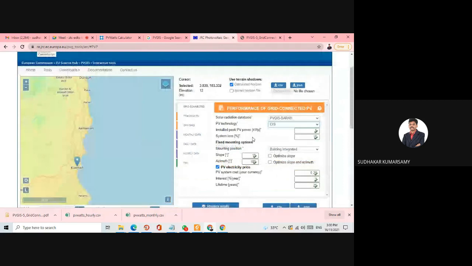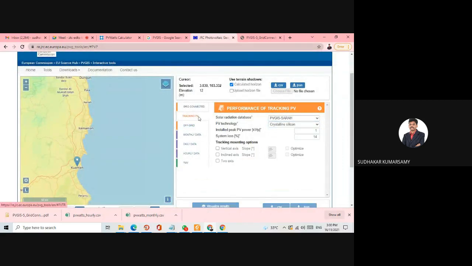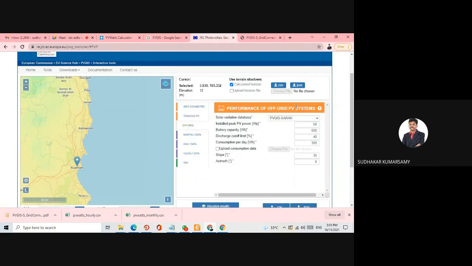Okay, so for all these two softwares, you need to have this system capacity detail. You can also try tracking arrangement. You want single axis tracking, two axis tracking, you can do it. If you want to design an off-grid system, which is a battery operated system, we need to define the battery capacity, discharge, what is the energy consumption per day. You need to upload the consumption data, you can design the off-grid system.